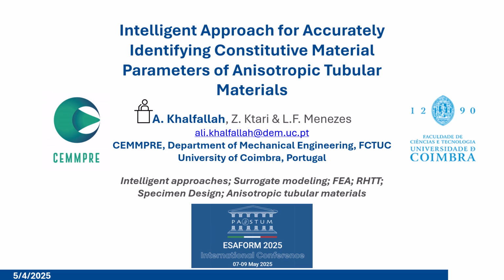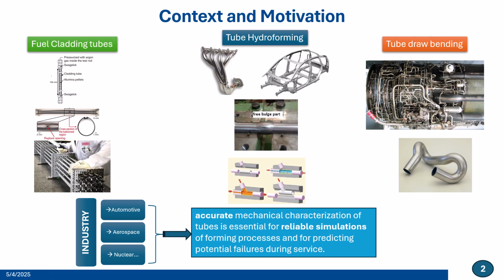This work focuses on addressing challenges related to the mechanical characterization of anisotropic tubular materials, particularly in the hoop directions. Our research integrates advanced methodologies, including surrogate modeling, finite element simulation, and artificial neural networks to optimize the specimen geometry for specific tensile tests labeled the Ring Hoop Tensile Test, or RHTT, and then use it to accurately identify anisotropic tubular materials parameters.